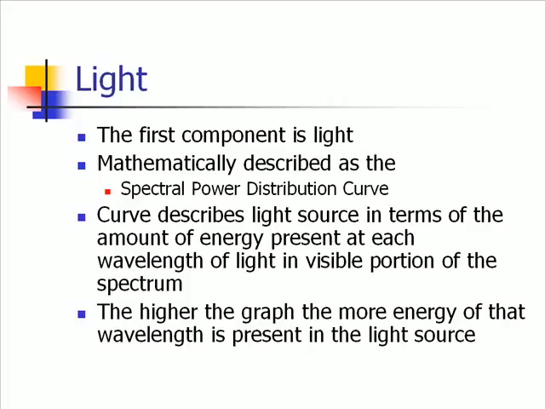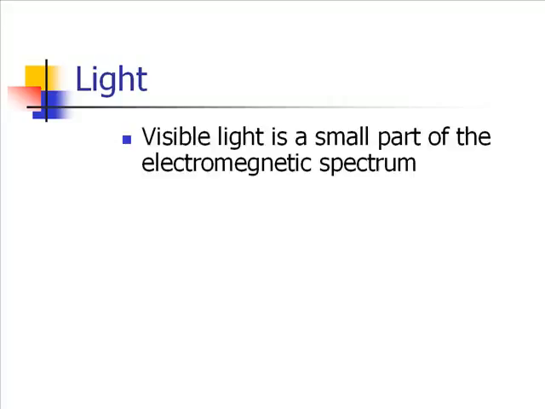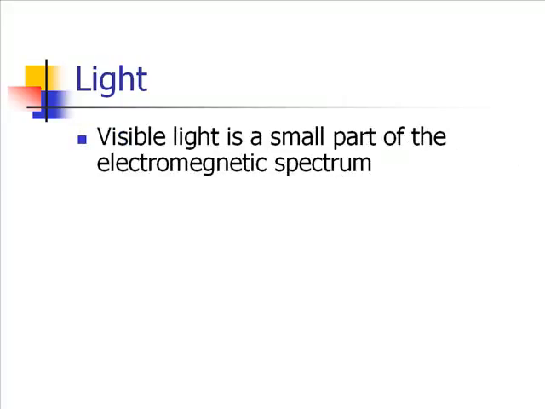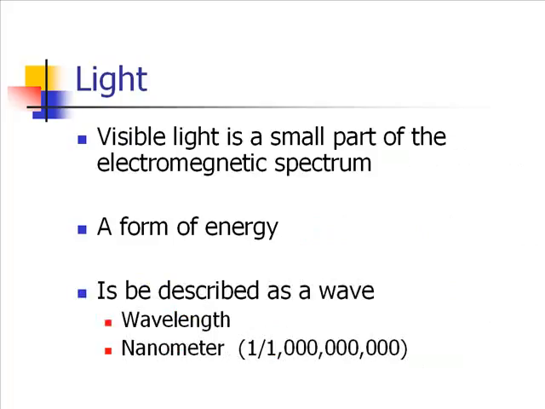Visible light is a small part of the electromagnetic spectrum. It's a form of energy, and it can be described as a wave. And so if we have wavelengths, this is our wave. We usually describe them looking like this. The wavelength is from peak to peak, or trough to trough, doesn't matter. If we measure that, that's how big, or how little in this case, the waves are for light. They're measured in nanometers, so you can imagine they're pretty tiny wavelengths of light.